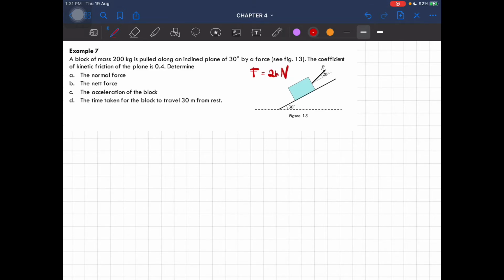The coefficient of kinetic friction of the plane is 0.4. Determine the normal force, net force, acceleration of the block, and the time taken for the block to travel 30 meters from rest. So what information do we have? 200 kilogram, the coefficient of kinetic friction, as well as the force. That is all the information that we have.